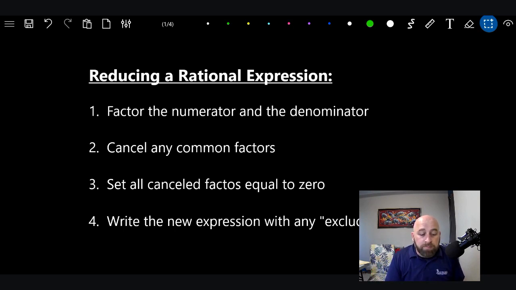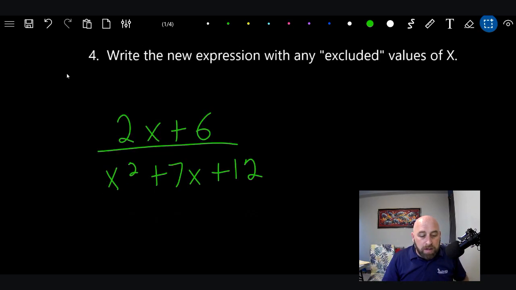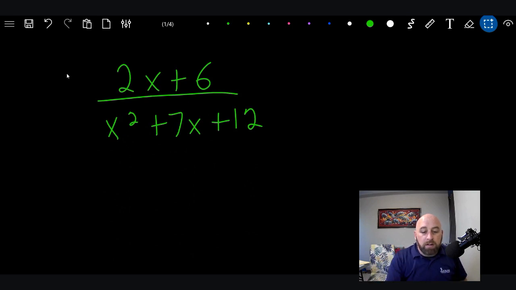Step number three, we want to set all of our canceled factors equal to 0. So if we do cancel any factors, we have to set those equal to 0. Those are what's called our excluded values. Number four, write the new expression with any excluded values for x. All right, so we're going to keep coming back to this. Every time we do one, we'll keep looking back to the rules there. All right, here we go.